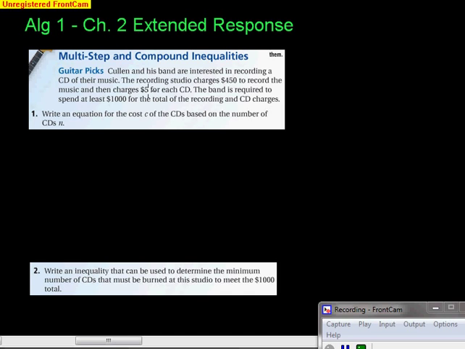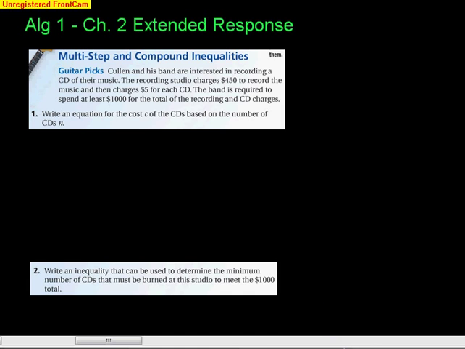All right, guitar picks. Colin and his band are interested in recording a CD of their music. The recording studio charges $450 to record the music and then charges $5 for each CD. The band is required to spend at least $1,000 for the total of the recording and CD charges. Part 1. Write an equation for the cost C of the CDs based on the number of CDs N.